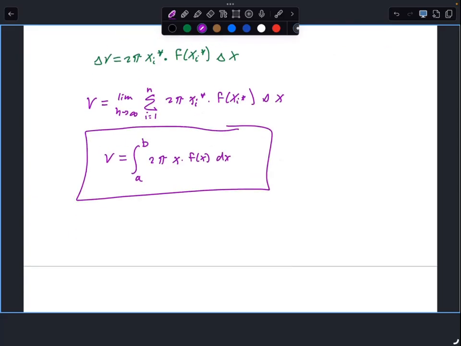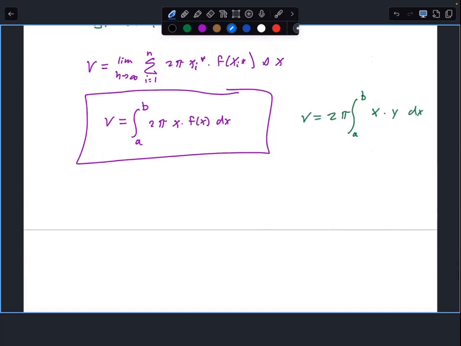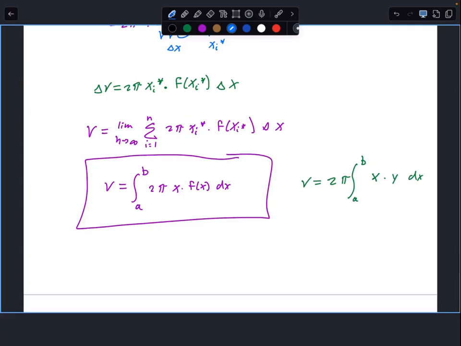Now, most people remember this formula as volume equals, they'll put the 2 pi out in front, integral a to b, and they might write it as x times y dx, something like that. What's important to note here, and the biggest thing that I see, is this y right here. Something additional to note here: I'll wait right here, let you copy down, and I'll draw one more image to help you.